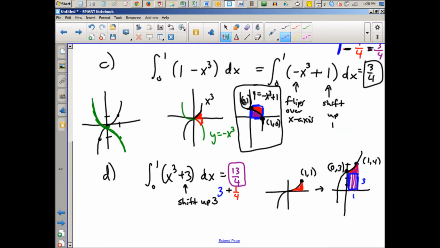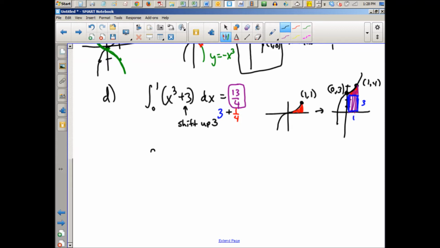Okay, now I'd like to show you a totally different way of looking at this problem. Okay? We said that you can also take a problem like this one, where it says x cubed plus 3 in the integrand, and you can break it into two separate problems. How about writing it as the integral from 0 to 1 of x cubed dx plus the integral from 0 to 1 of 3 dx. So take the sum of the integrals, because there are two terms there. This was given, 1/4. So I'll write that in red. This was given.